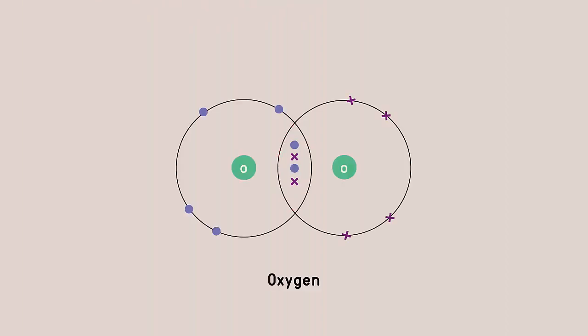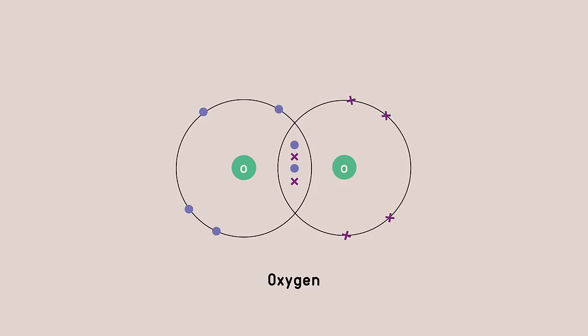Okay, let's see the answer. Oxygen forms a double bond, so 2 dots and 2 crosses must be squashed into the overlap or touching area. Pairs of electrons may not be drawn evenly distributed over 4 sides anymore, but this doesn't matter as long as there are still the right number of dots and crosses around the atoms and in the bond.